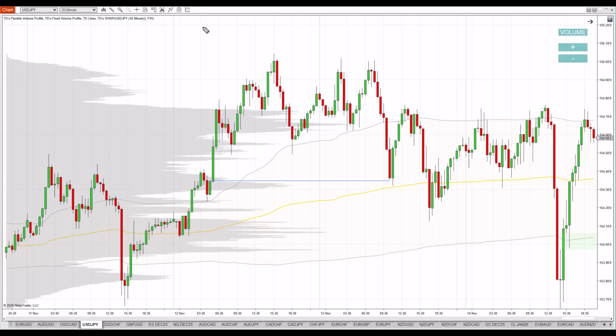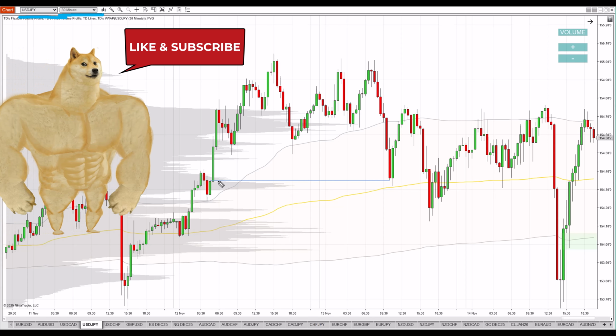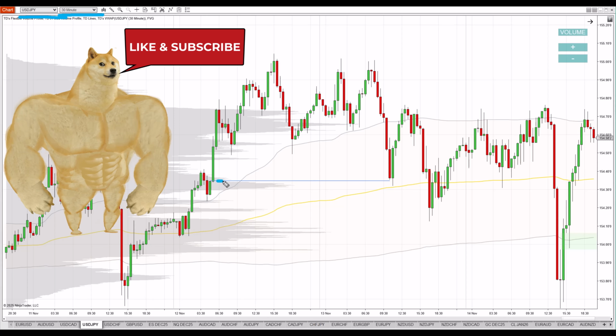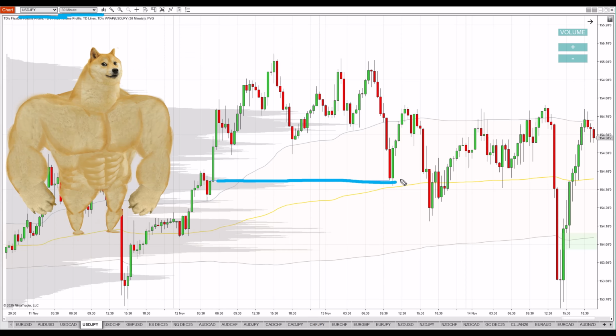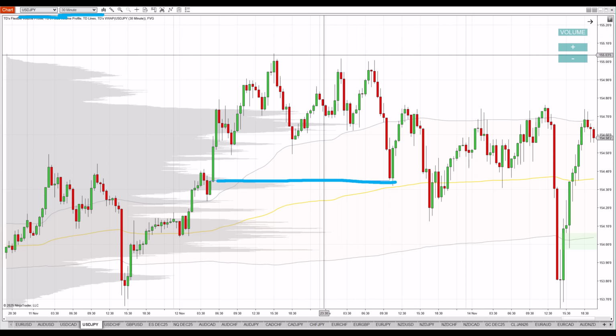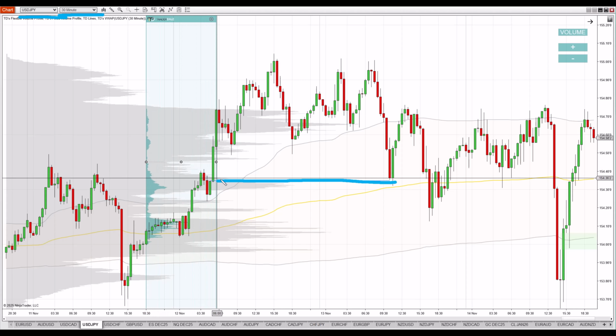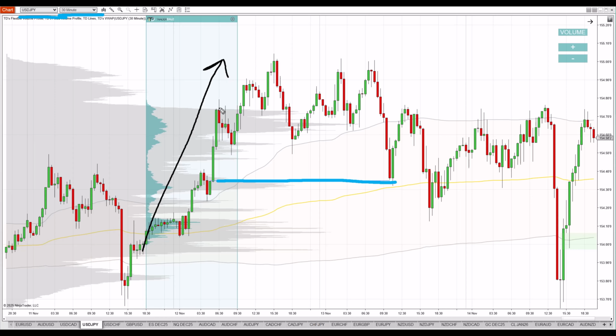What you see before you is the NinjaTrader 8 platform with my custom-made volume profile and VWAP indicators, and this is a 30-minute chart of the US dollar Japanese yen. The trade that I want to talk about was based on a volume profile setup which pointed me to this support right here, and the setup went like this. There was an uptrend on the US dollar Japanese yen, this area. And within that uptrend area, there was a significant volume zone, this one.